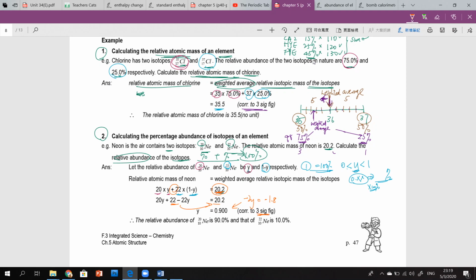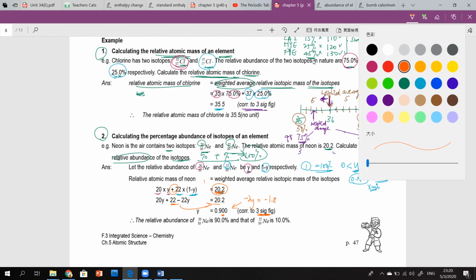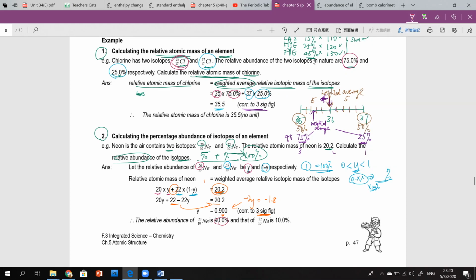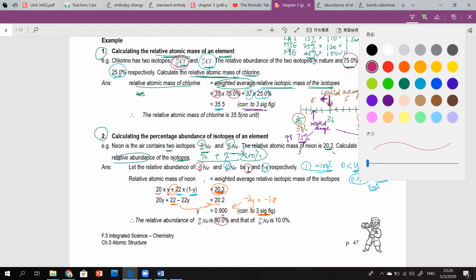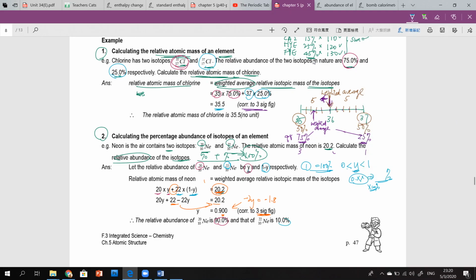So you are going to express the answer as 3 significant figures, so remember to put that 0.00. And by doing so, what does it mean? Y belongs to the relative abundance of neon-20. So for neon-20, we've got 90.0%, while for neon-22 it is 10.0%. Remember to check the two numbers. 90.0% plus 10.0% equals what? Equals 100%. Okay, you're going to get something like this. Is that clear?